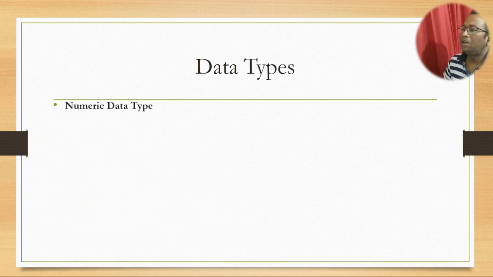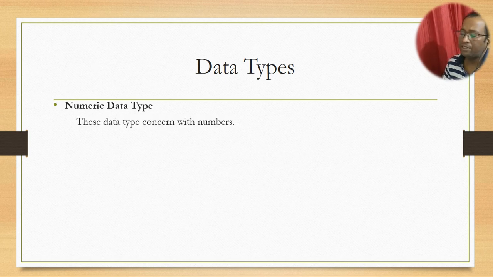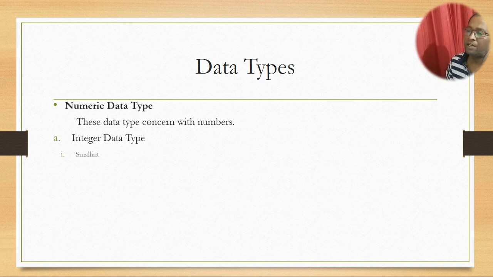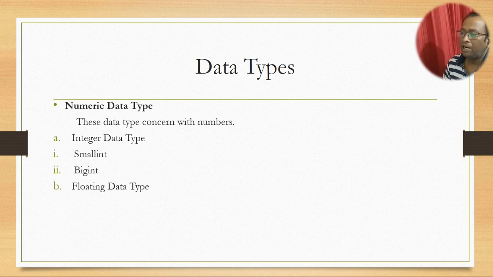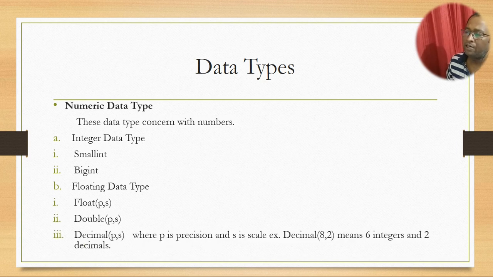Now the numeric data type. These data types are concerned with numbers. Numbers in the sense of integer type and floating type. Integer types include small int, big int, and tiny int, basically used for integer data. And floating data types have float, double, and decimal values.